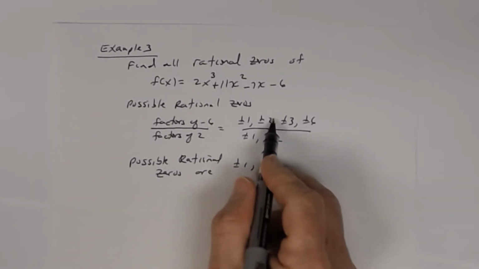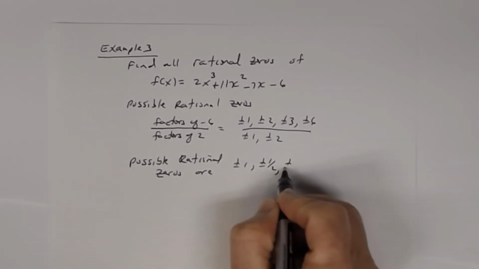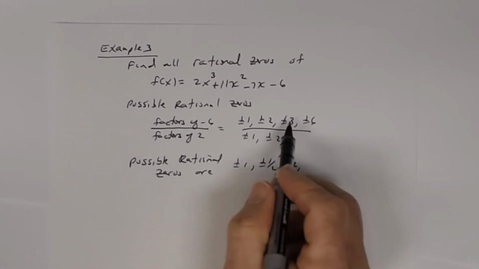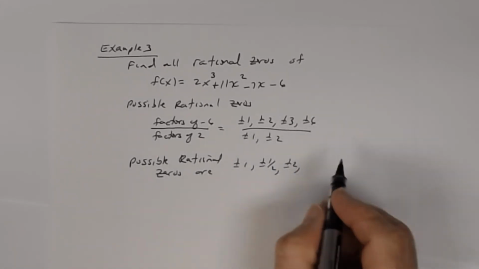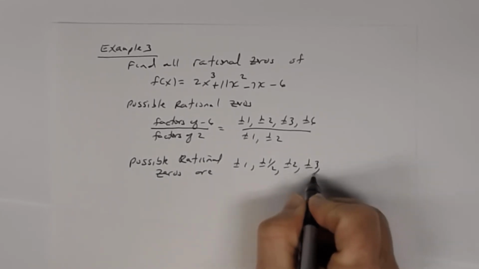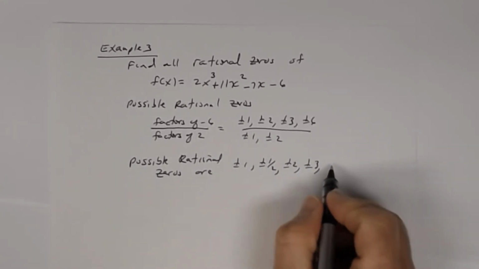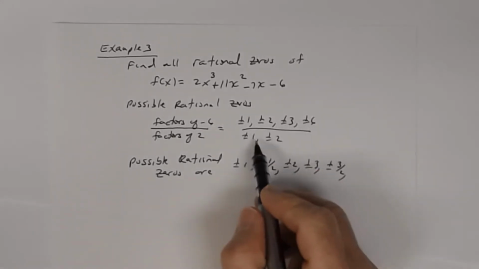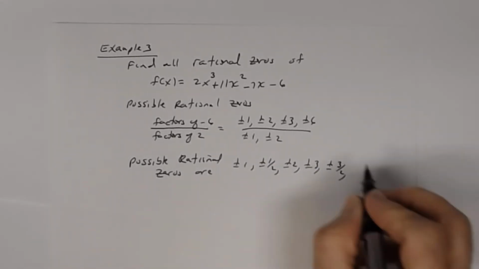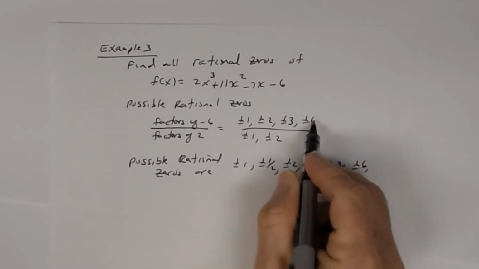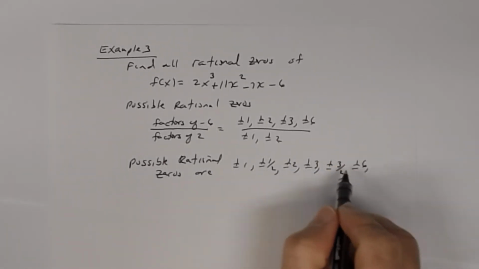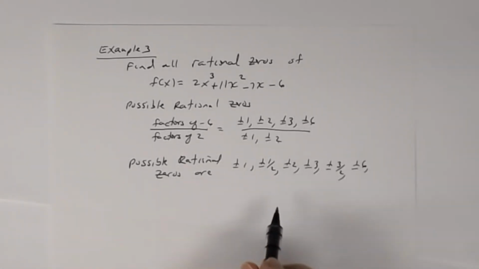Let's go to the 2. 2 divided by 1 is 2, plus or minus 2. 2 divided by 2 is 1. I already have it listed. Now let's go to the 3. 3 divided by 1 is plus or minus 3. 3 divided by 2, plus or minus 3 halves. And then let's go to the 6. 6 divided by 1, plus or minus 6. 6 divided by 2 is 3. I already have it listed. So it looks like these are the only possible rational zeros.